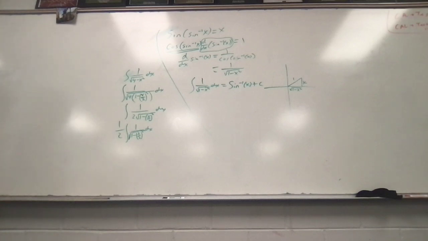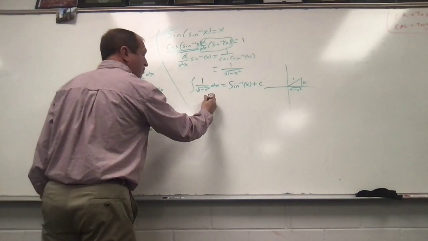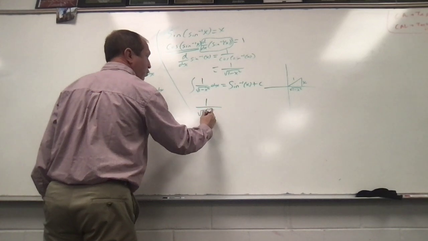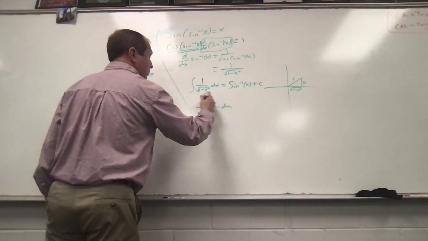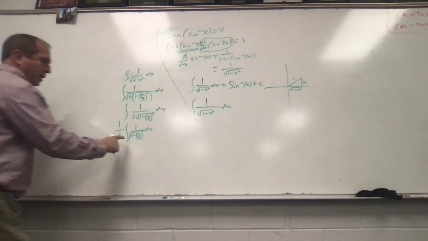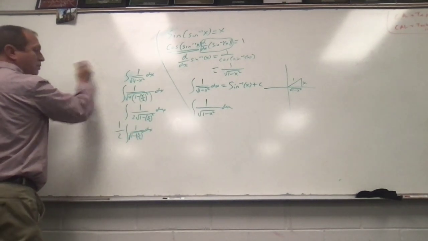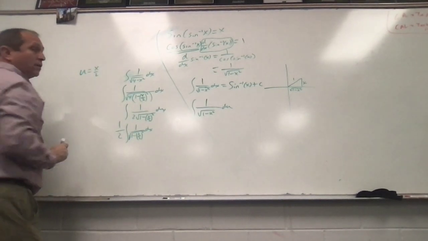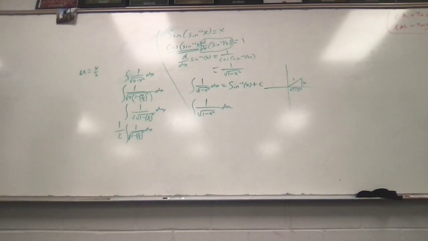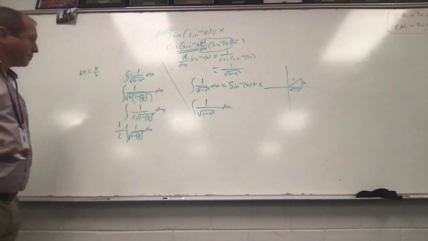Now, there is no guessing on what I want u to be, because it has to be in the form of 1 over the square root of 1 minus u squared du. So there's no, do I let u equal 1 minus this or whatever? No, u has to equal x over 2. So that makes this a little bit easier, the fact that we don't have to guess what we want u to be.